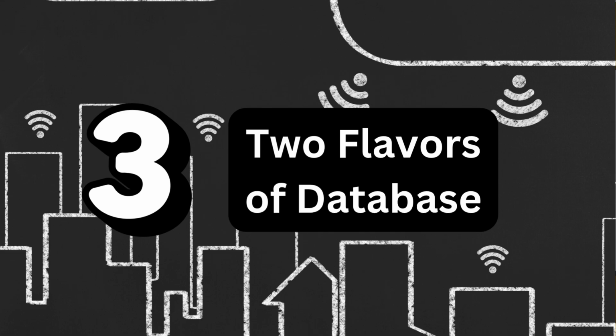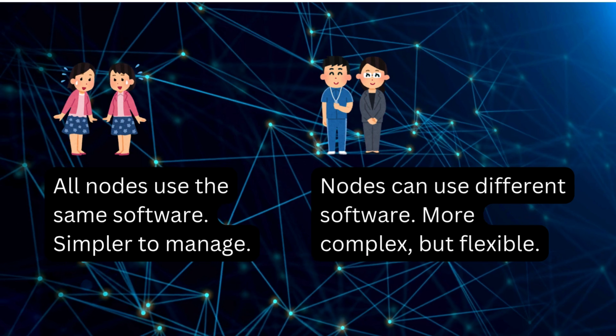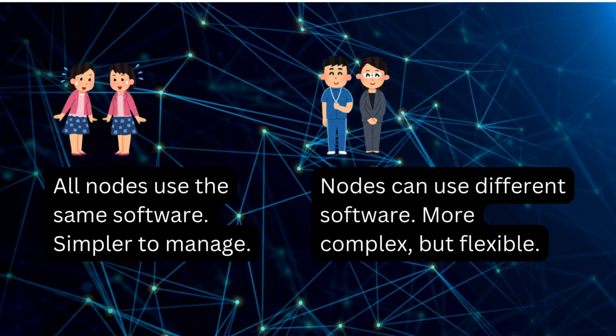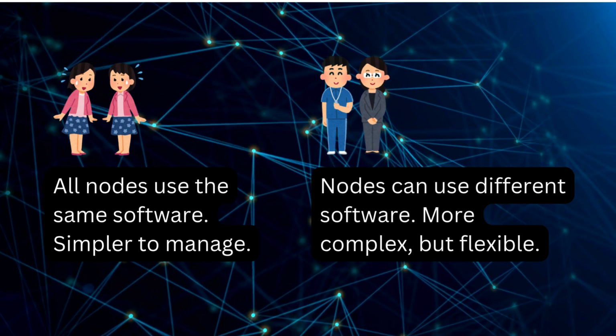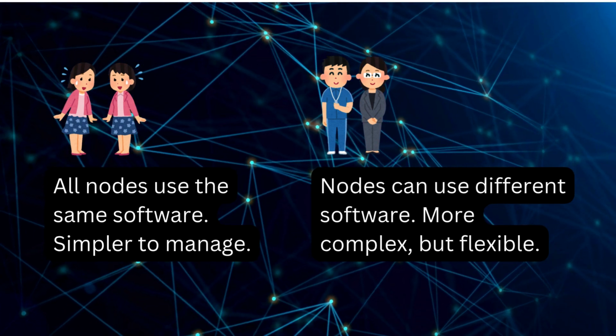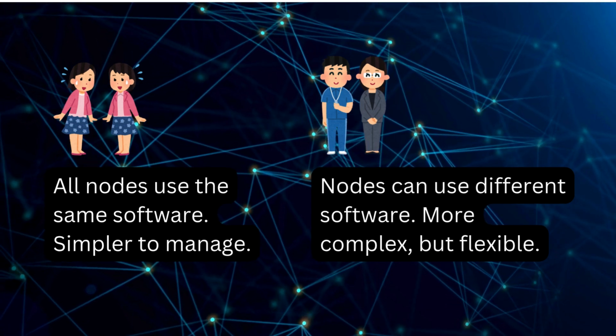Okay, so now that we get the basic idea, let's look at the two main ways engineers actually build these things. Because the path they choose makes a huge difference. So on one side, you have what's called a homogeneous system. Just think, all the same. Every single computer in the network runs the exact same software, same operating system, everything. It's way, way simpler to manage.